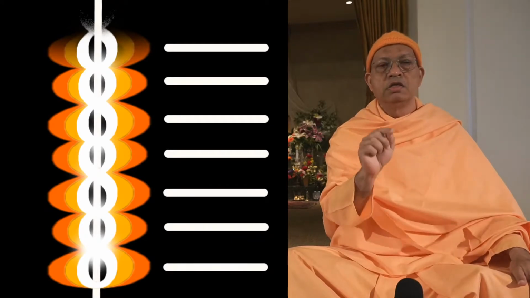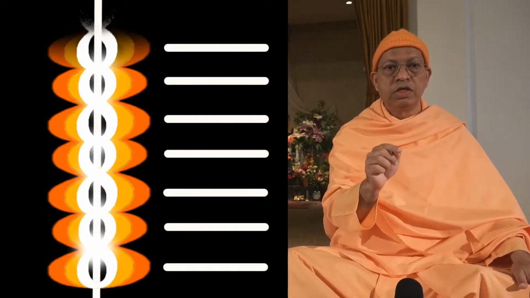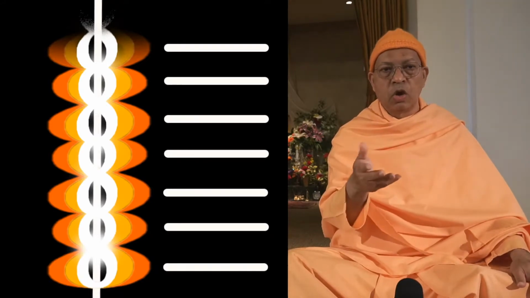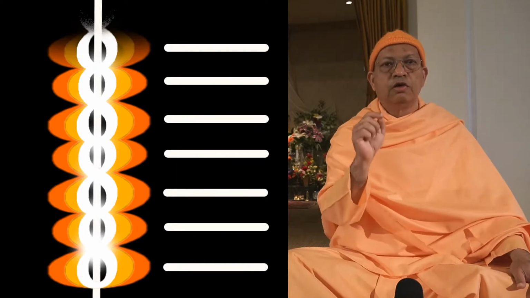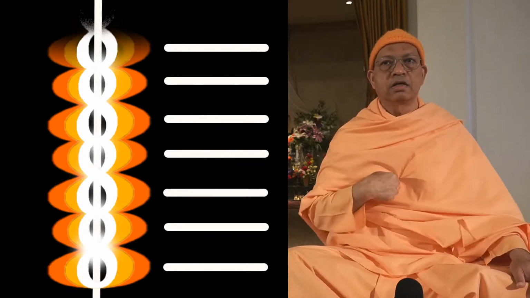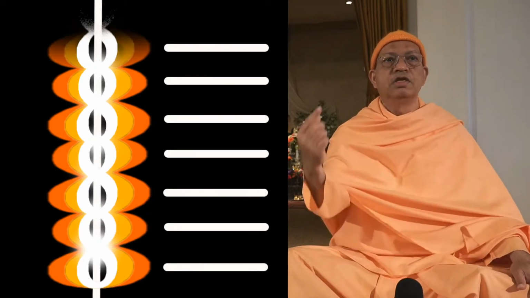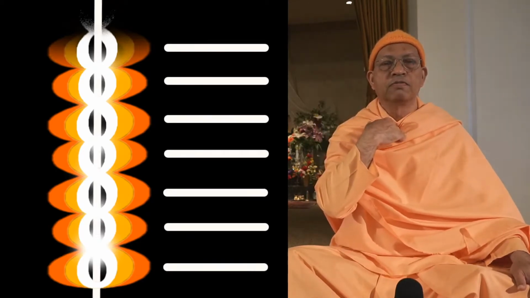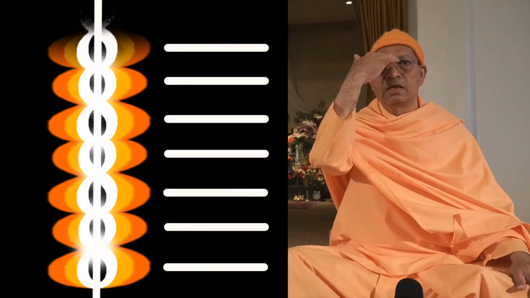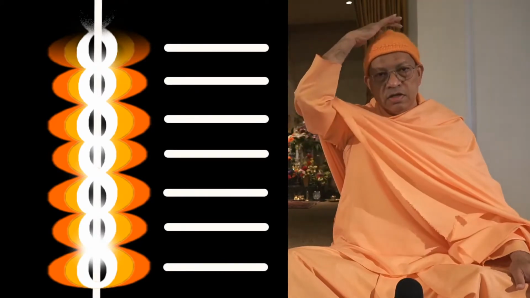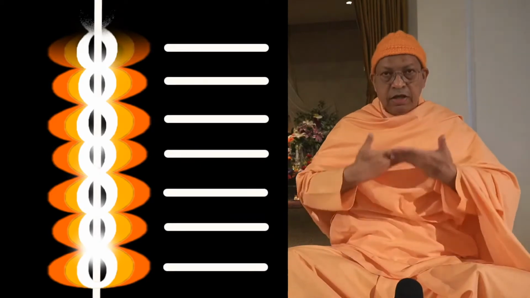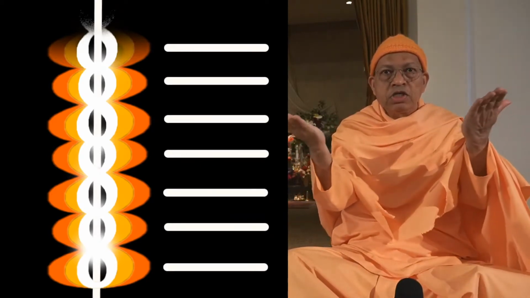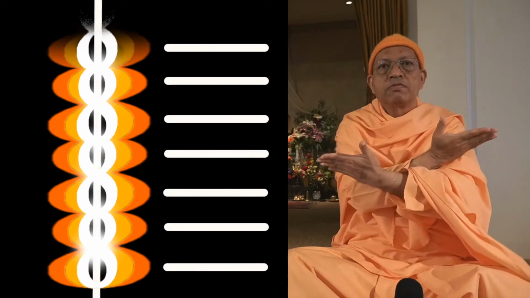The higher one is the Swadhisthana, which is near the sexual organs. The third is at the navel, Manipura. The fourth is at the heart, Anahata. The fifth is at the throat, Vishuddha. The sixth is here at the Agnya, and the seventh is here at the top of the head, Sahasrara, the thousand petals.